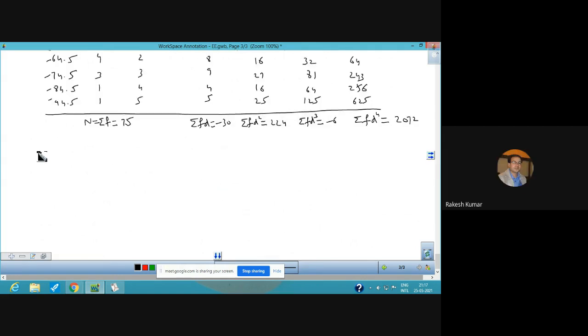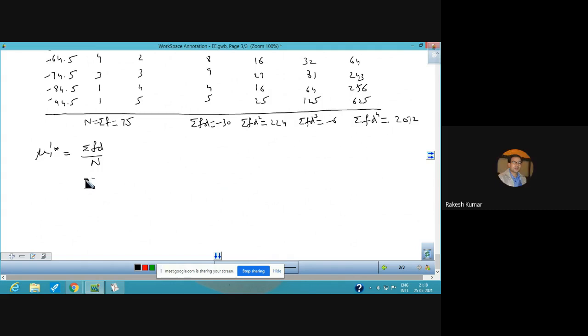Now the formula for calculating moments is mu1 dash, and that is star. I will explain the meaning of star. And the formula is sigma fd upon n.